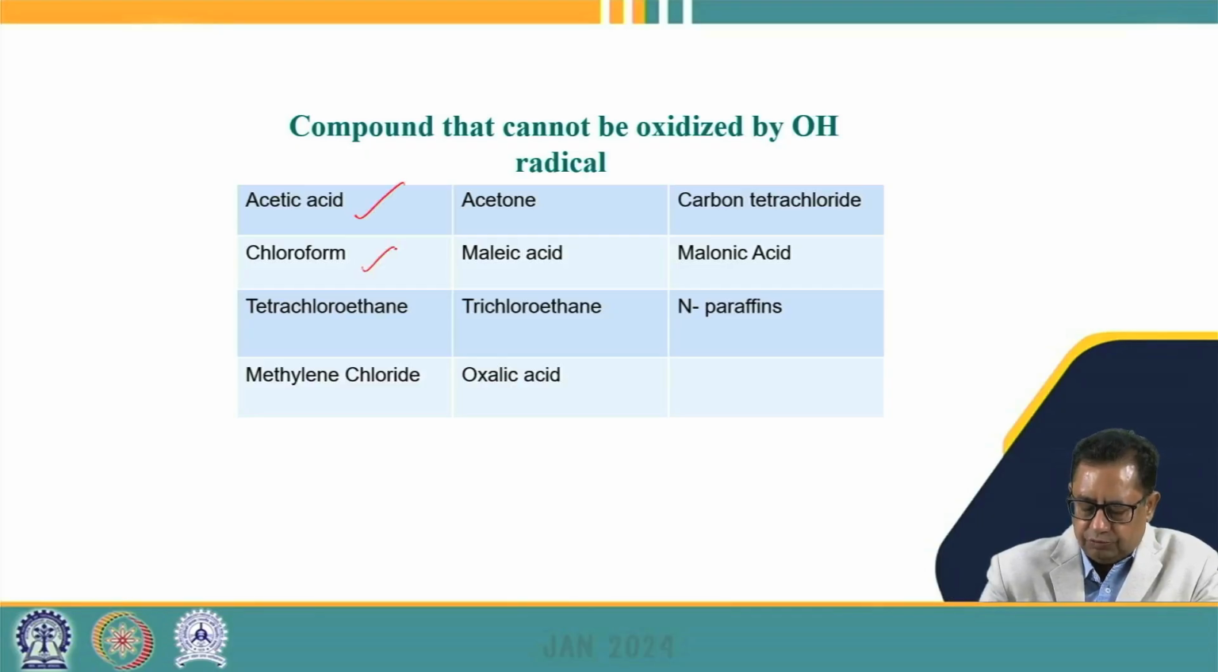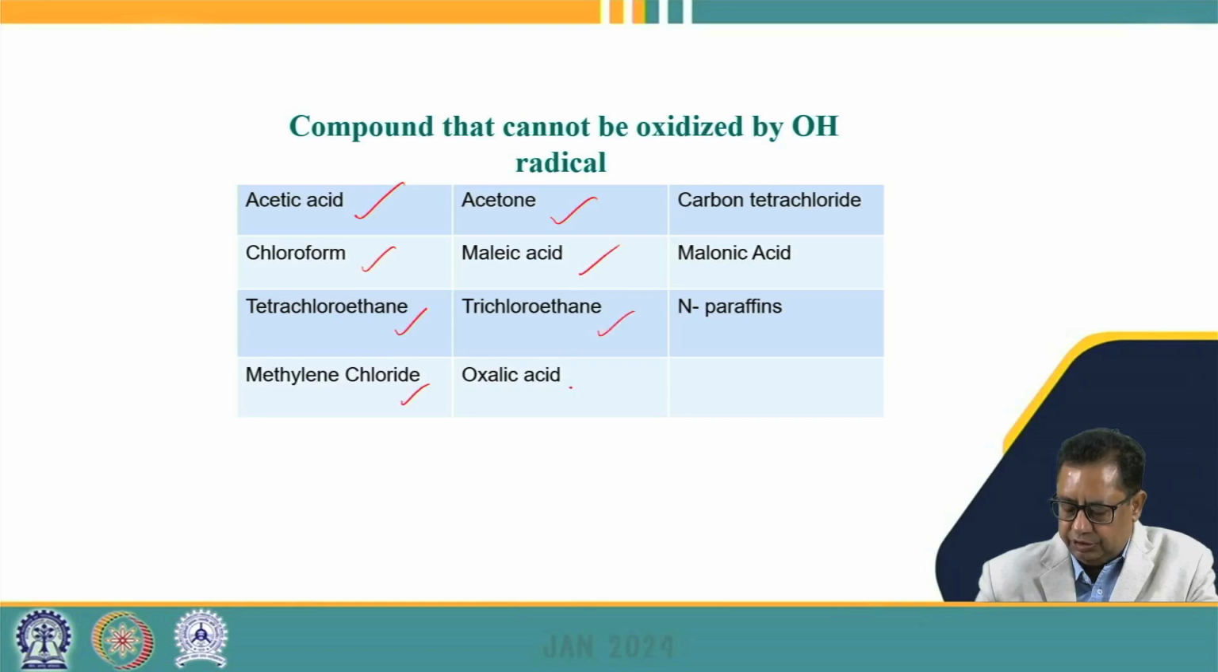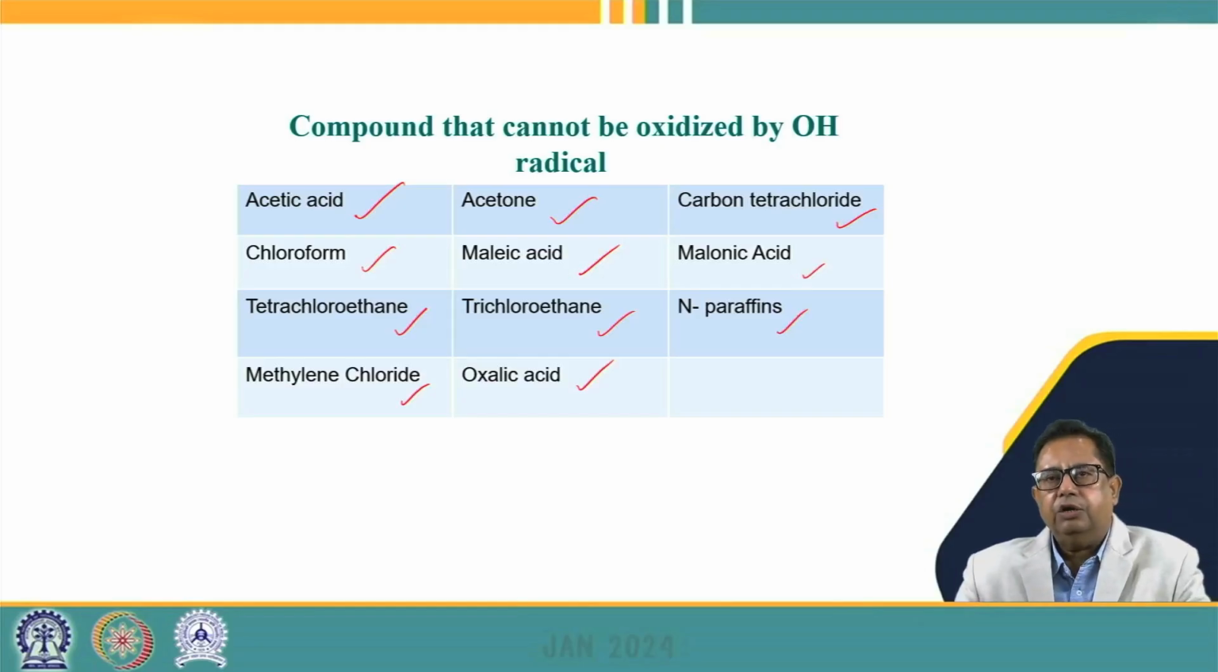We can have chloroform, tetrachloroethane, methylene chloride, acetone, malic acid, trichloroethane, oxalic acid, carbon tetrachloride, malonic acid, and paraffin. So these are some of the compounds that cannot be further oxidized by the .OH radicals. They are already in the oxidized state, right? So that's why it is very difficult to oxidize these compounds by using the .OH radicals.